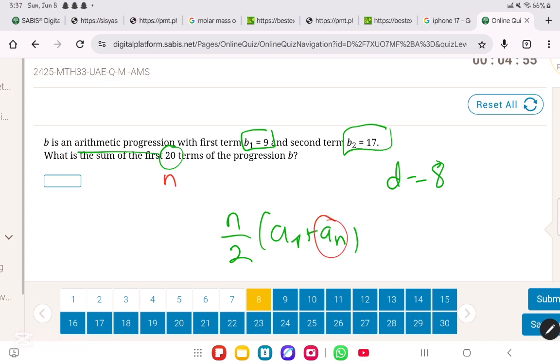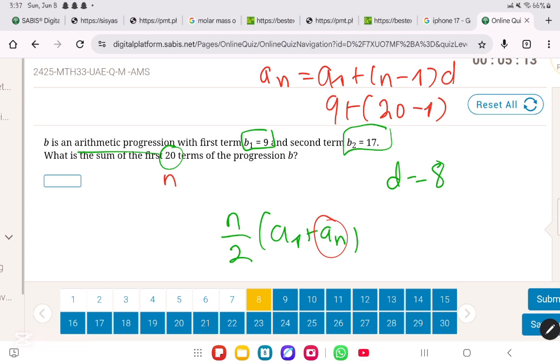So let us find an. An is equal to what? An is equal to a1 plus n minus 1 times d. So a1 is 9 plus 20 minus 1 times the common difference d, which is 8. So 9 plus 20 minus 1 times 8, you're going to get 161.